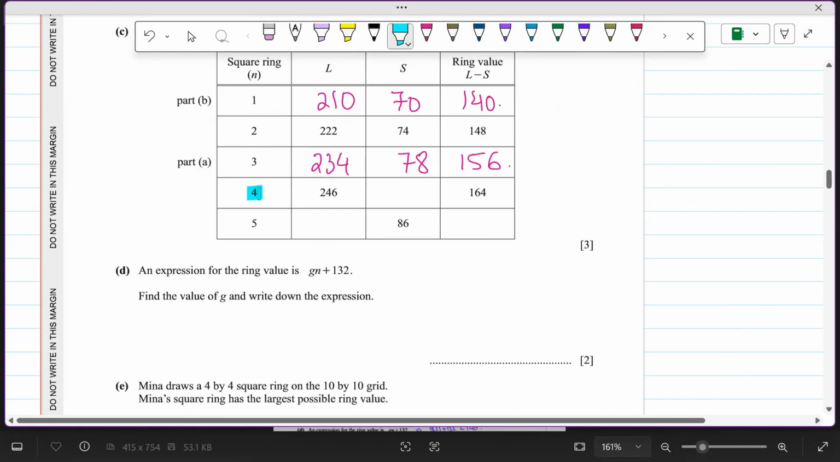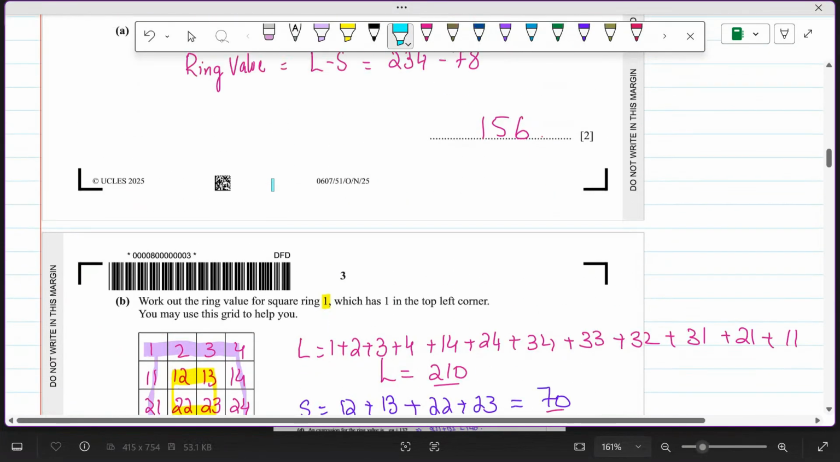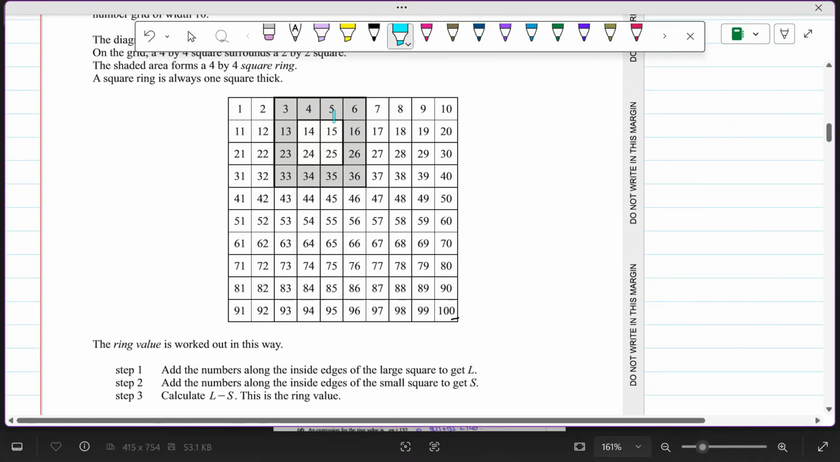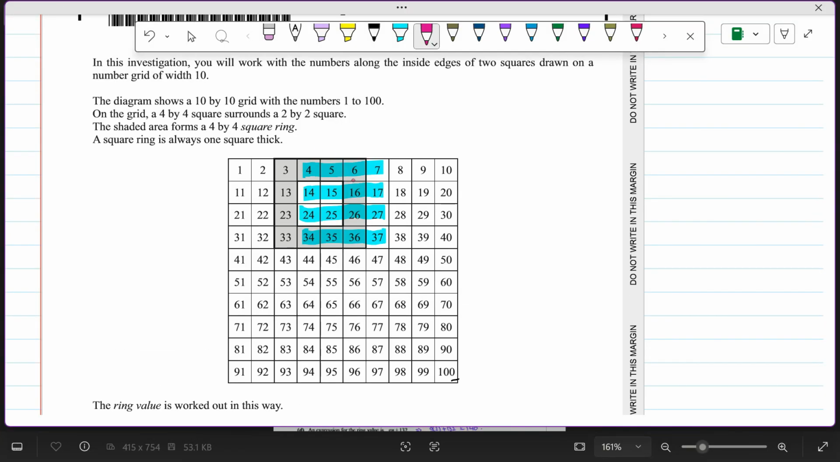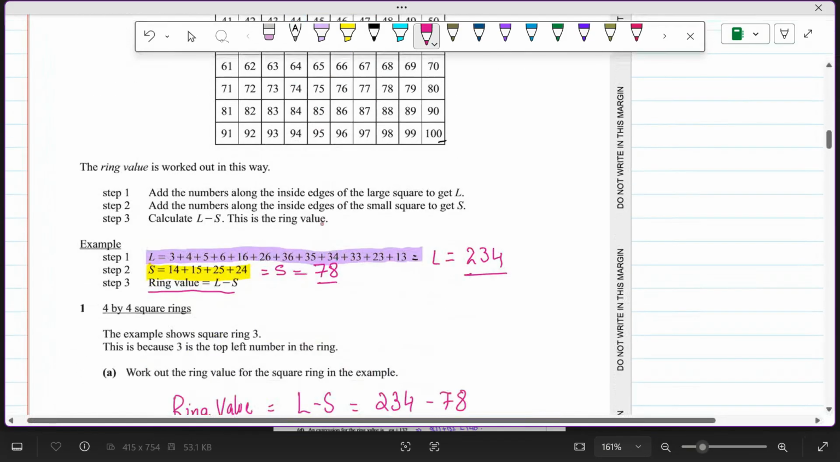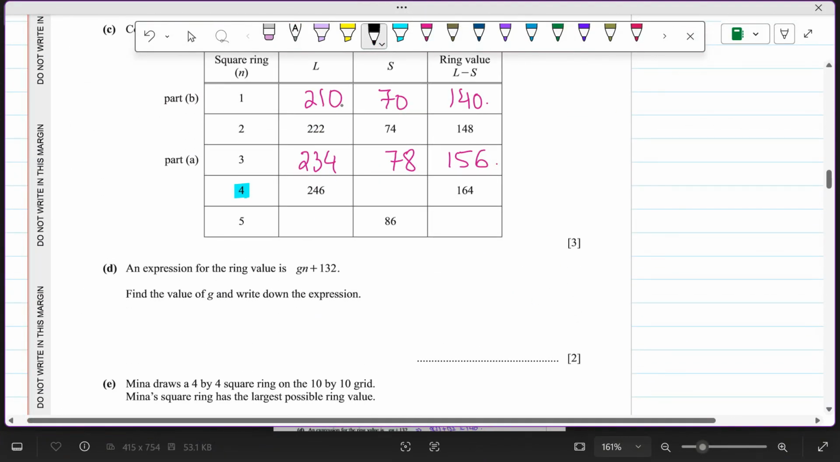N is 4 means square ring 4, meaning a square having top left corner 4. From here, this is a 4 by 4 square with the ring 4. By using this square we can find L and S and then the ring value. This is one method. We have another method.